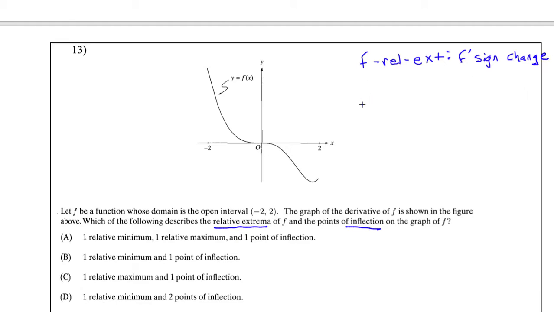What about f inflection point? Someone aside from Stego. She's got these down. F inflection point: f double prime sign change.